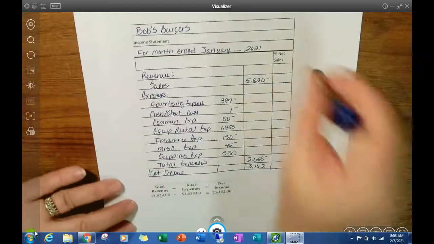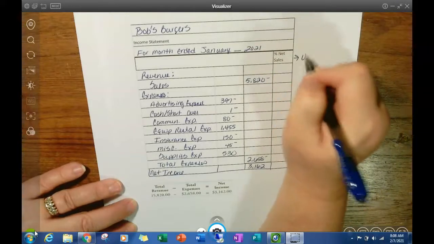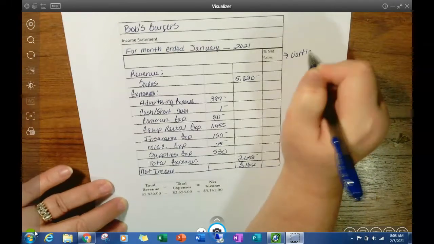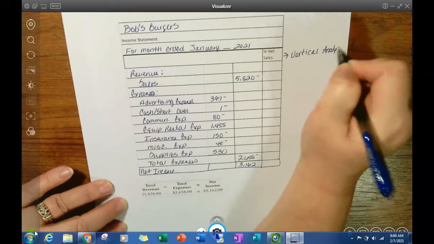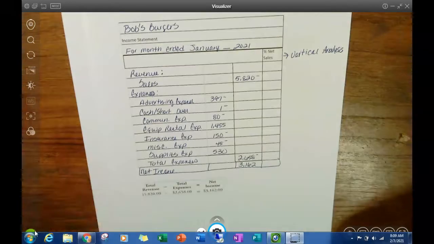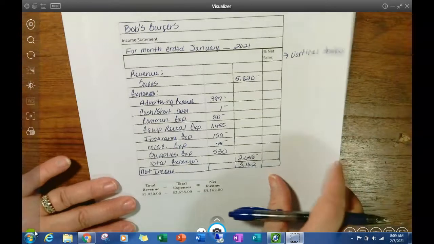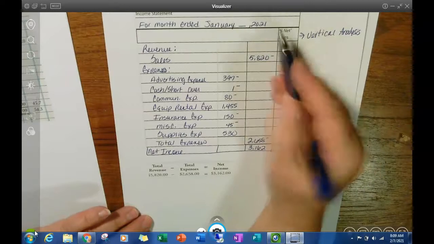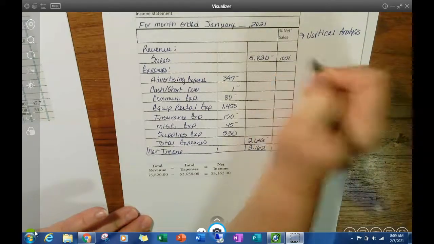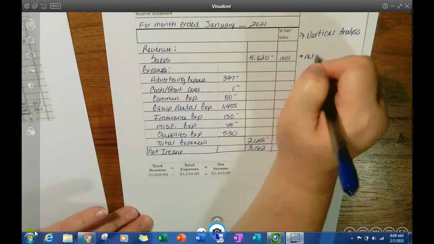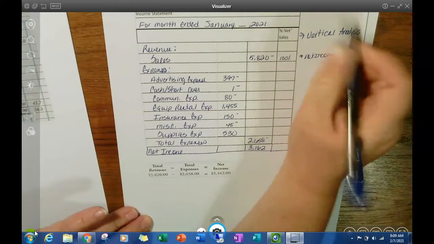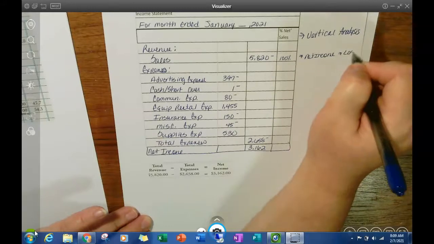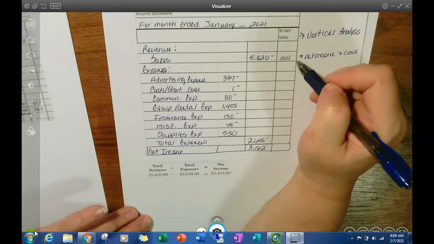The next thing I'm going to show you how to do is what's called a vertical analysis. A vertical analysis gives anyone who's looking at the financial information just some extra information. So if you're looking at percent of net sales, this top number will be 100% if there is net income. This could possibly be larger if there is a loss, and we will talk about that later.